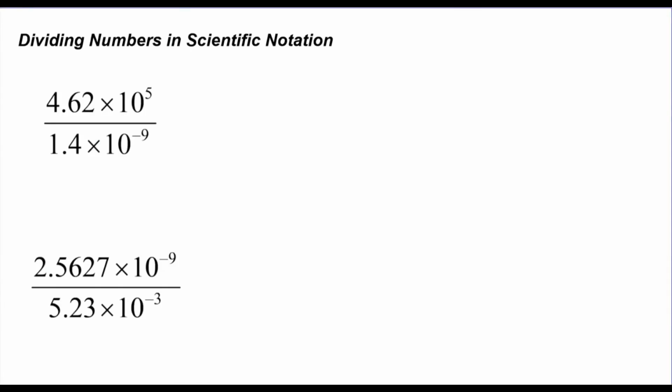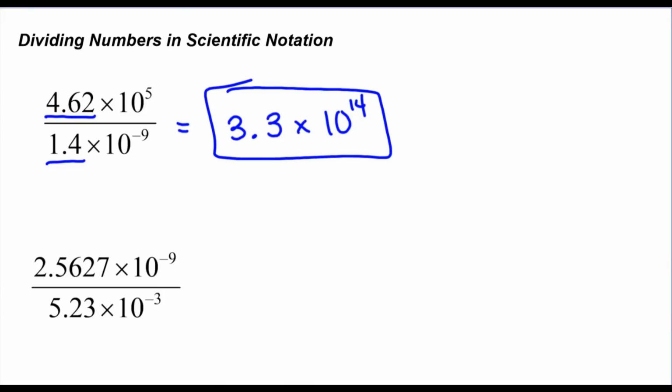Again, I'm going to divide the factors, and then I'm going to use the quotient of powers property on the powers of 10. So if I take 4.62 divided by 1.4, I get 3.3. And then when I use the quotient of powers property, 10 to the 5th divided by 10 to the negative 9th, that'd be 5 minus negative 9, which is like 5 plus 9, which is 14. So I have 3.3 times 10 to the 14th power. My factor is between 1 and 10, so I am done. I do not need to make an adjustment.